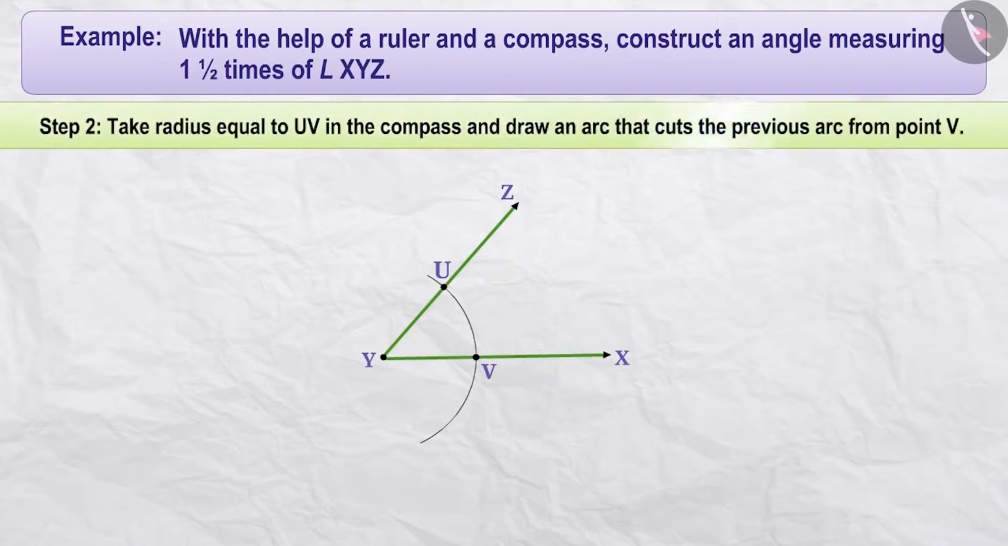Step 2. Here, we will keep arc XY common in both angles. Now, taking the distance of UV, we will place the pointed end of the compass at point V and draw an arc cutting the first arc. Suppose that both arcs intersect at point D.